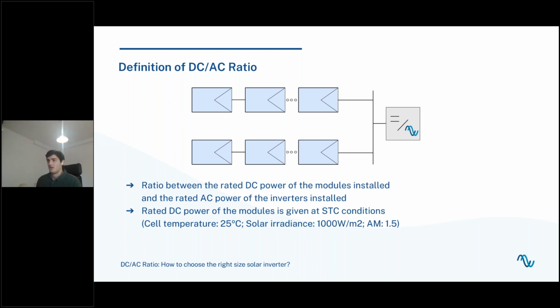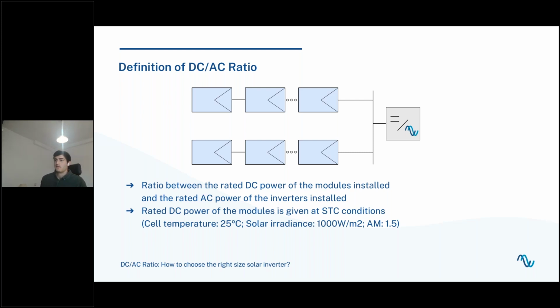Why is this DC-AC ratio so important when designing PV plants? The most important thing is that when rating the DC power of the modules, this DC power is given at the standard conditions, which are a cell temperature of 25 degrees Celsius and a solar irradiance of 1,000 watts per square meter. That means the ambient temperature could be around 0 degrees Celsius, so these conditions are not normally met during operation of these modules.